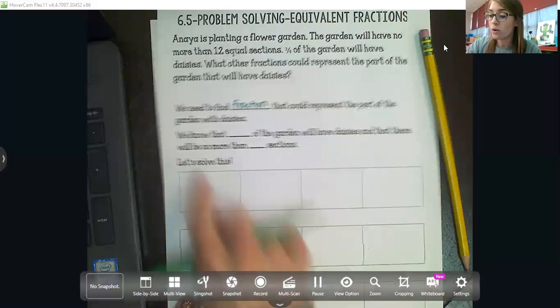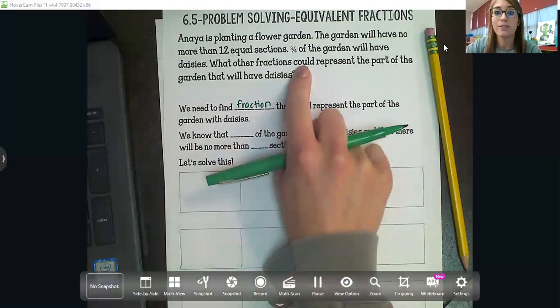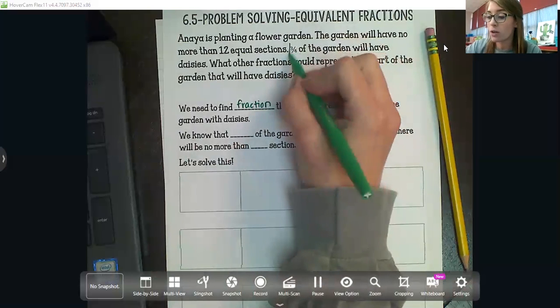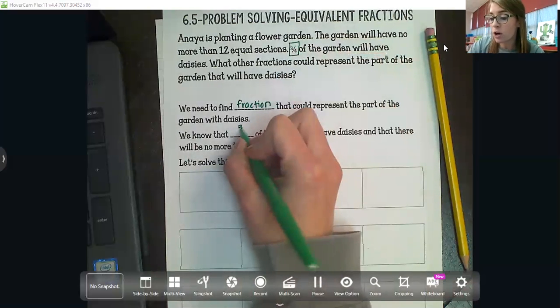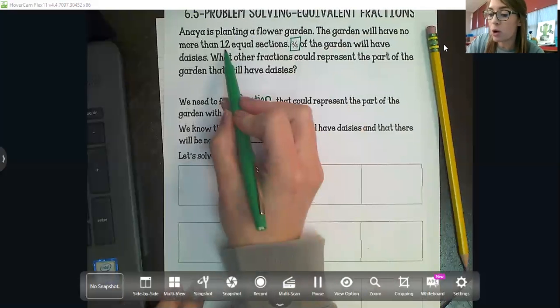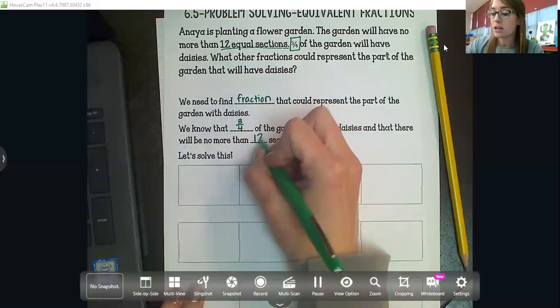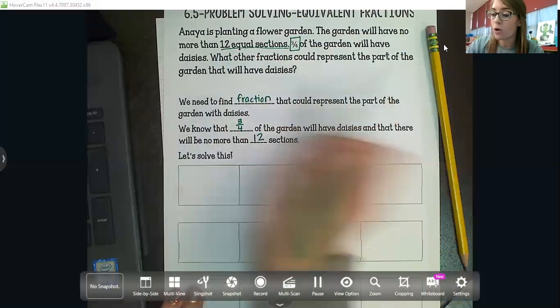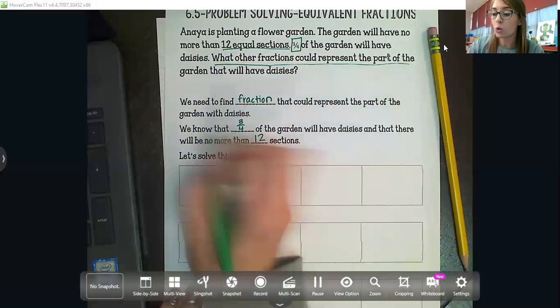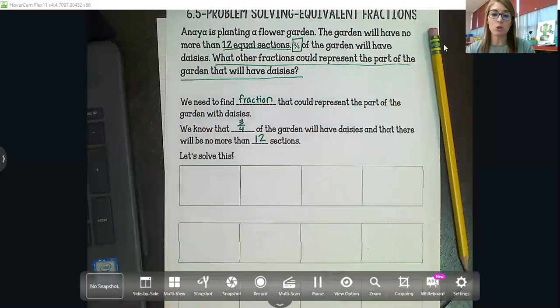We already know that what fraction of the garden is going to have daisies? Yeah, very good. We already know that 3/4 of the garden is going to have daisies and that there's going to be no more than how many sections? Very good. There's going to be no more than 12 equal sections. Okay, so now we've got to figure out what other fractions could represent the part of the garden that's going to have daisies, but with no more than 12 sections.